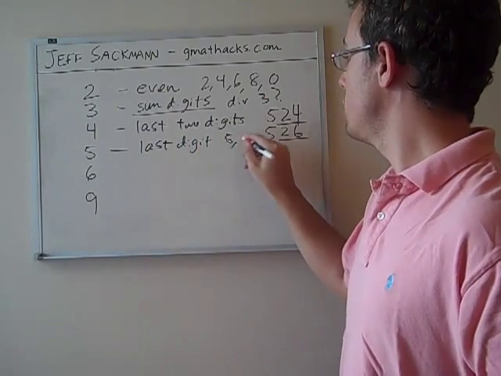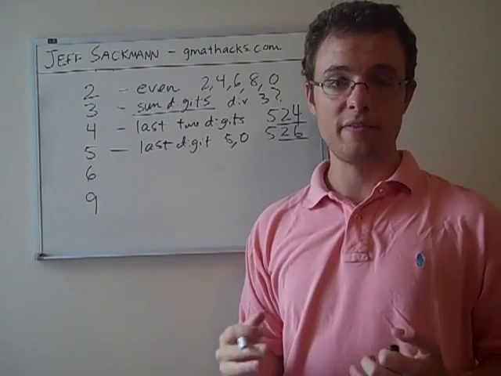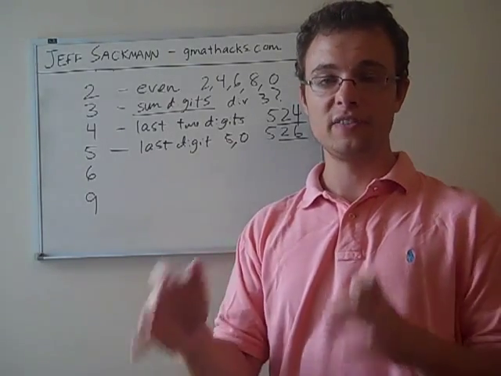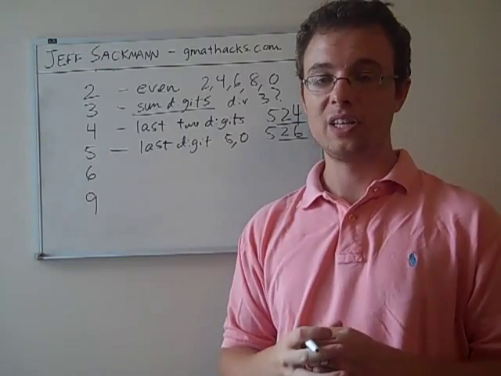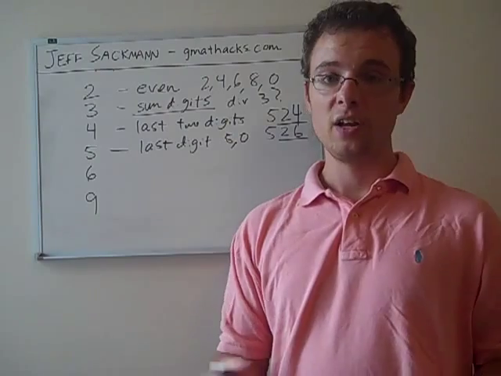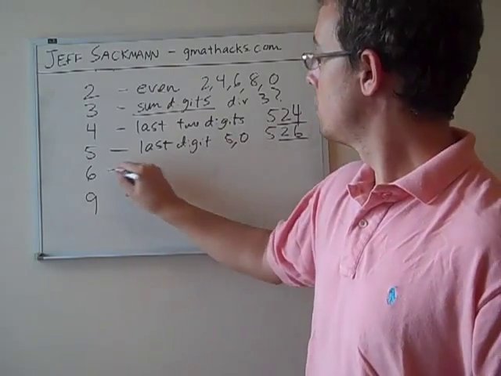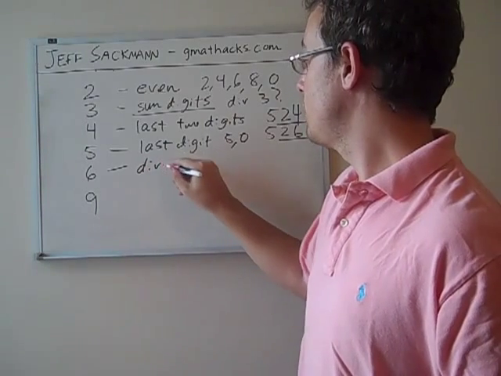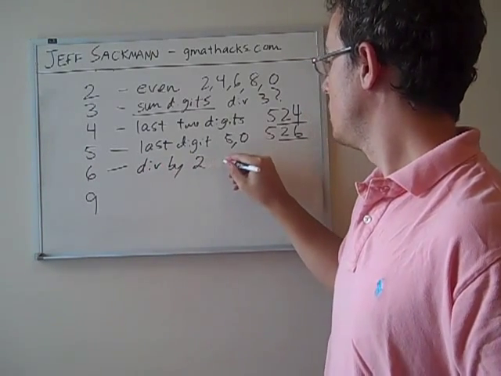If it's 5 or 0, the number is divisible by 5. 375, last digit is 5, divisible by 5. 379, last digit is 9, not divisible by 5. That's all it takes.